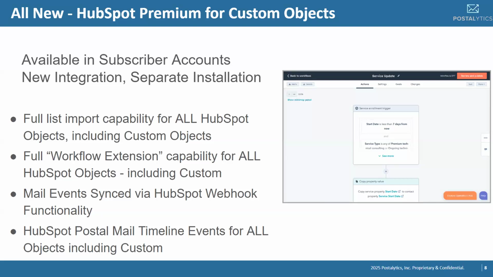It works for every single object in the system in case you have a very specific or very niche use case you want to use HubSpot for, and you want to be able to send and track mail on that individual object entity. Right. And what's exciting about this is that it's handling both list import as well as workflow support. So all the different Postalytics campaign types can be supported through this integration for custom and all other objects. And we are also able to sync mail events back through the HubSpot webhook capability.